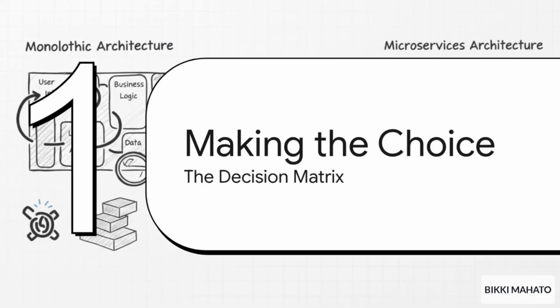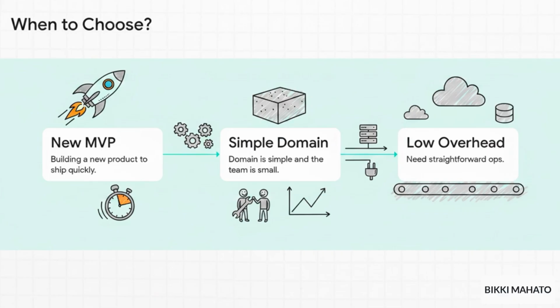All right, moving to actionable takeaways. Section 5, making the right choice. Let's look at the decision matrix. Let's see how this builds into an actual strategy for your projects.